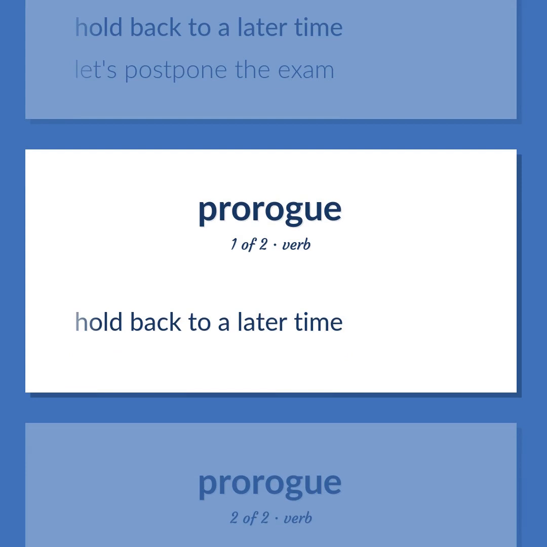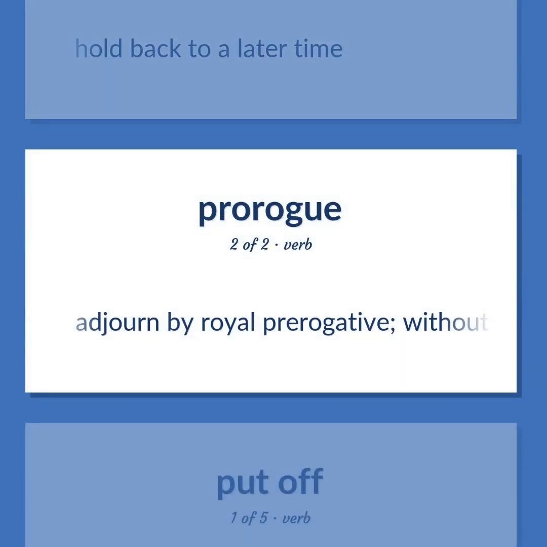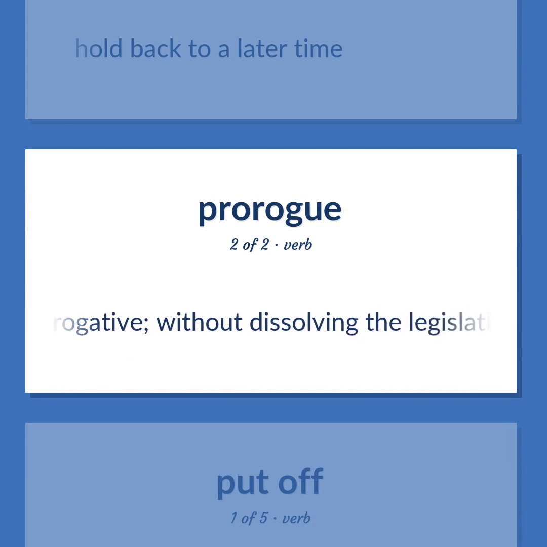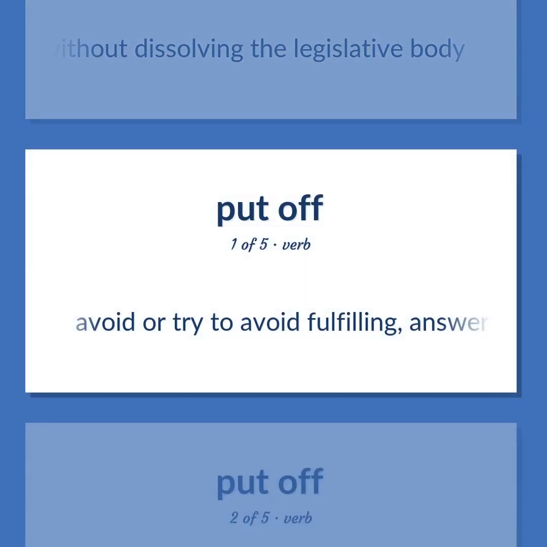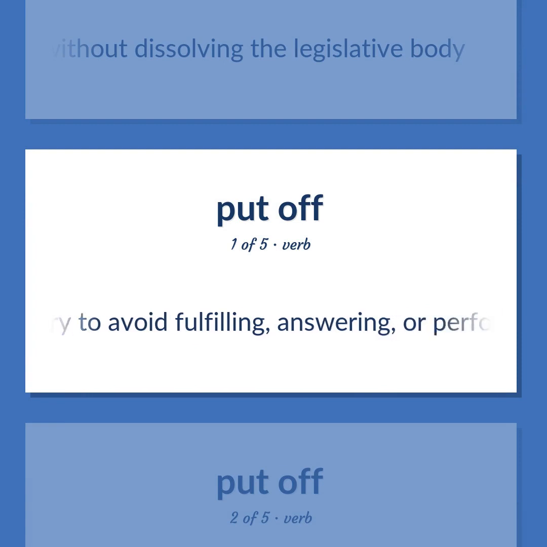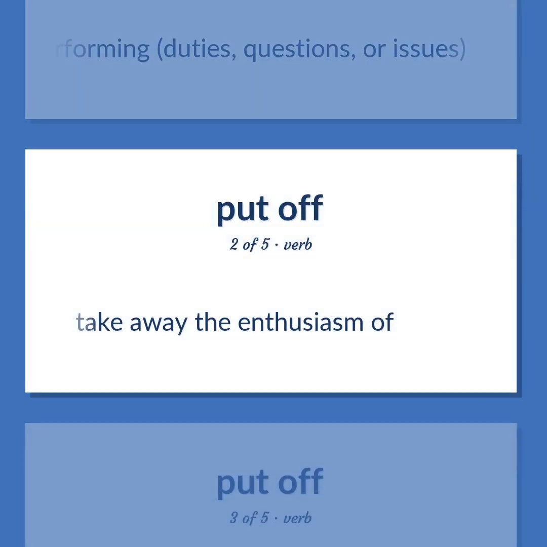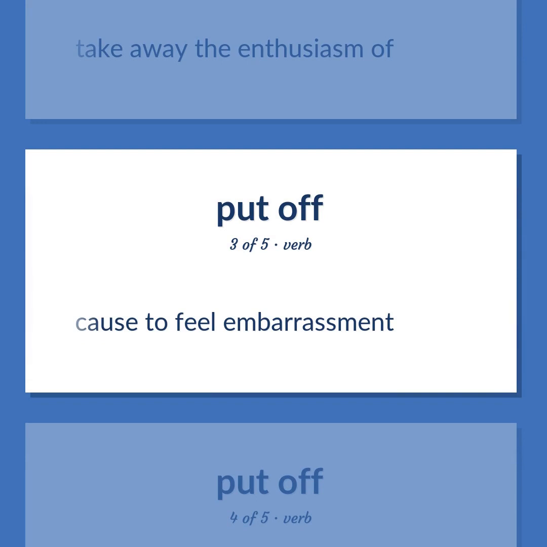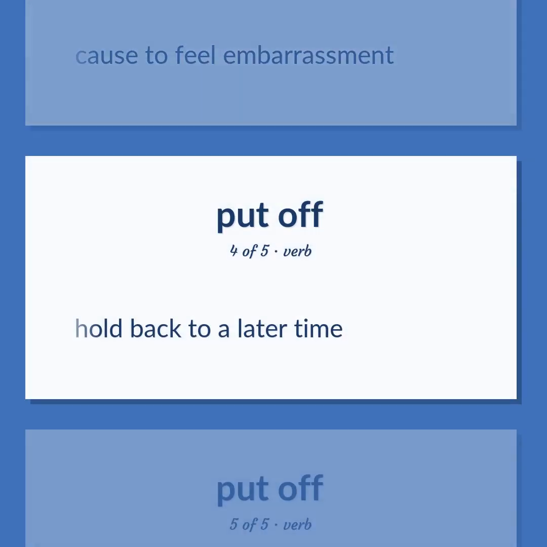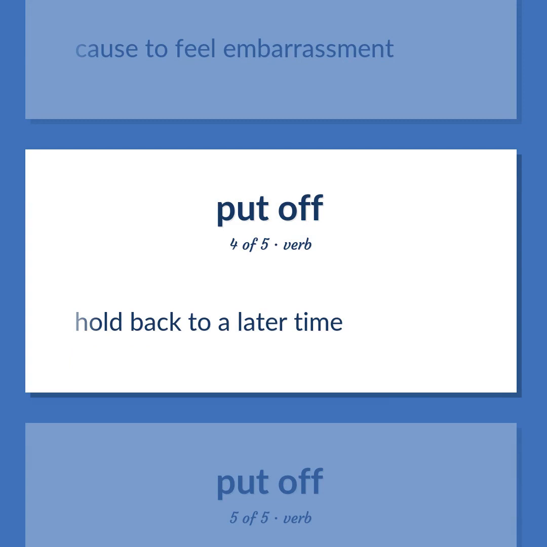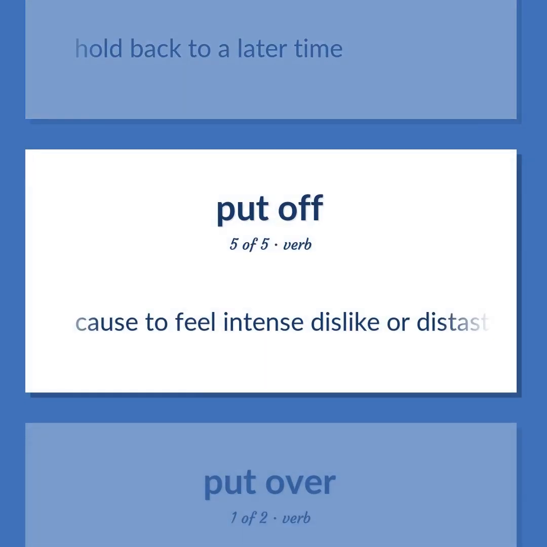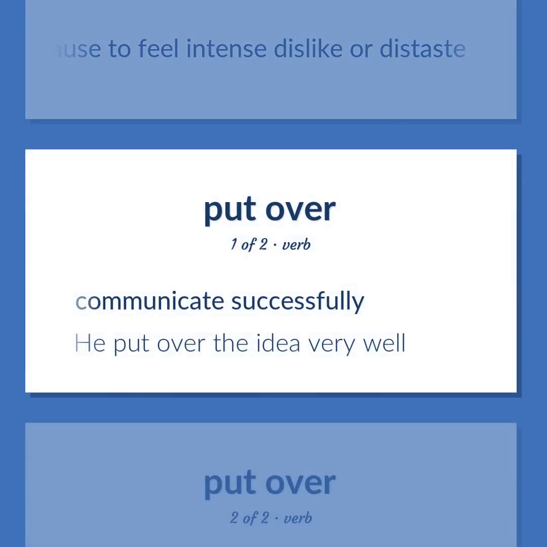Hold back to a later time. Adjourn by royal prerogative, without dissolving the legislative body. Avoid or try to avoid fulfilling, answering, or performing duties, questions, or issues. Take away the enthusiasm of. Cause to feel embarrassment. Cause to feel intense dislike or distaste. Communicate successfully. He put over the idea very well.